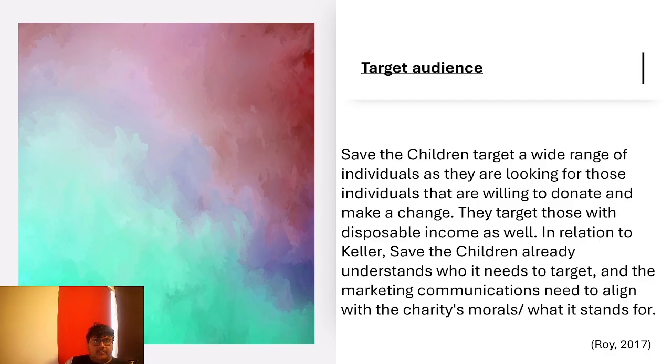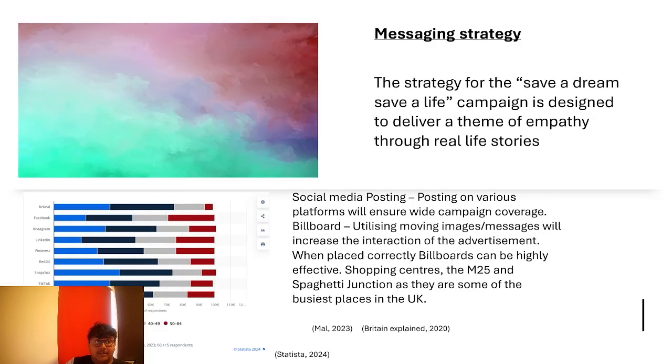The charity is already well known, so when they create their other campaigns, they automatically know who they will target. The charity does not focus on demographic, but an audience with a specific behavior and psychographic patterns, from individuals with disposable incomes to those who believe that their donations will make a difference.